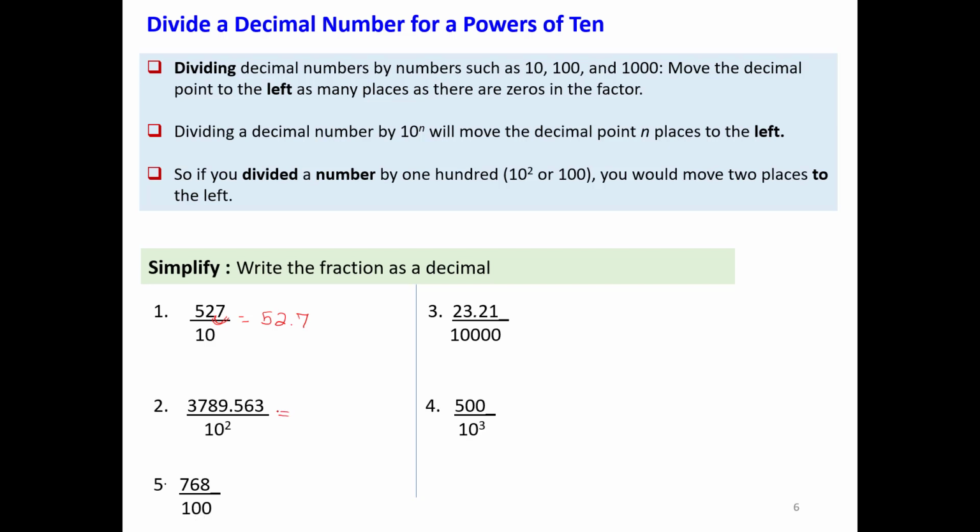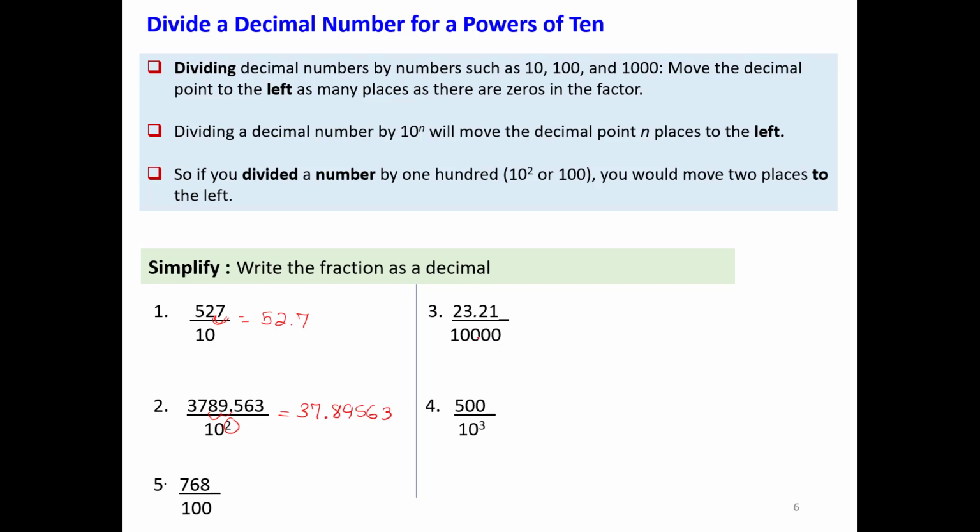In the next problem, we had a power of 10. The exponent is 2, which means we need to move the decimal point 2 places to the left. Then here is the decimal point, 1, 2 places. Then the answer will be 37.89563.